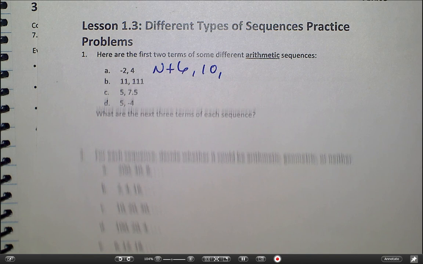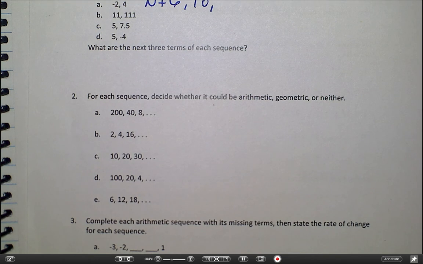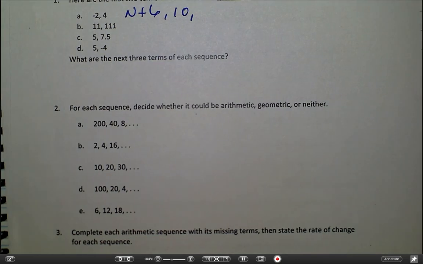So, for example 2, arithmetic or geometric or neither. Remember, example B was an example of a neither. All right, listen. I'm going to give you guys time to work on this. Please work on this diligently. The honor sign up is right up here. Please make sure you're signing up.